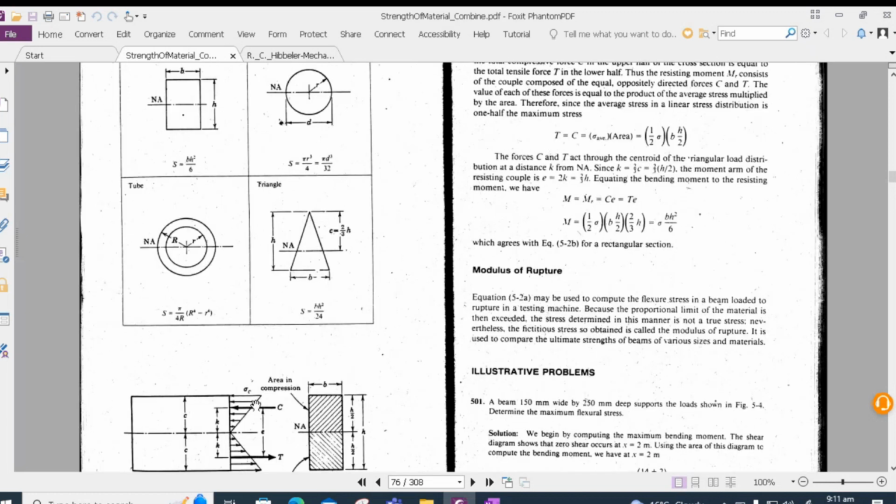Once the force is found, then it's very straightforward to find out the lever arm. The lever arm is 2 by 3 of the base of the triangle. So that is the location of this compression force from the neutral axis. Thus, 2 by 3 of C is written. We have to make this distance K twice because E is equal to 2 times K, and that will give us 2 by 3 of H. Multiply the tension with the lever arm E and we would get the moment.